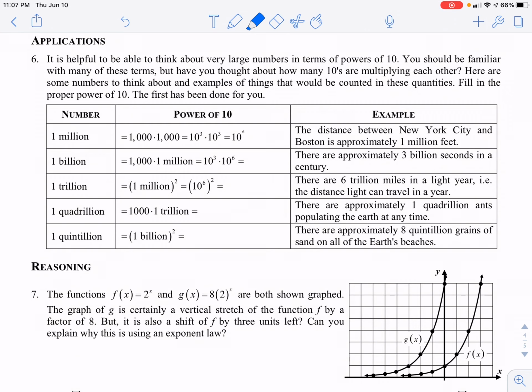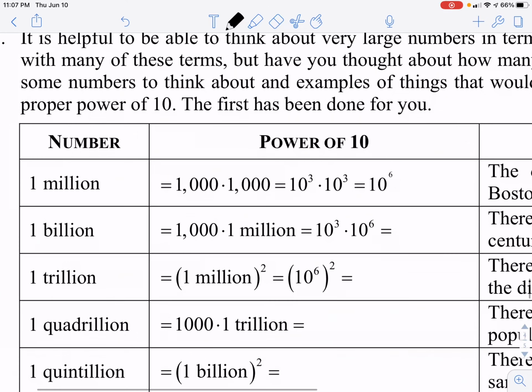So in other words, we're going to complete this part of the table, this part of the table, this part of the table, this part of the table. Well, okay, the first one is done for us. We have 1,000 times 1,000, which is a million, right? And we can see that's 10 to the third times 10 to the third. What do we do? We add the exponents, and we get 10 to the 6th. We're using our exponent rules.